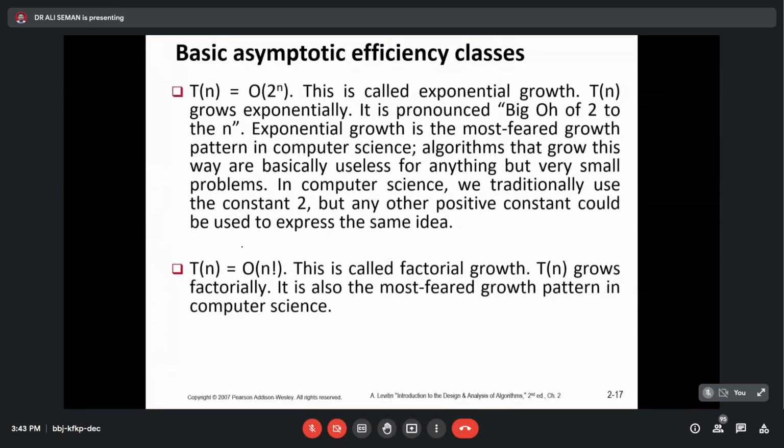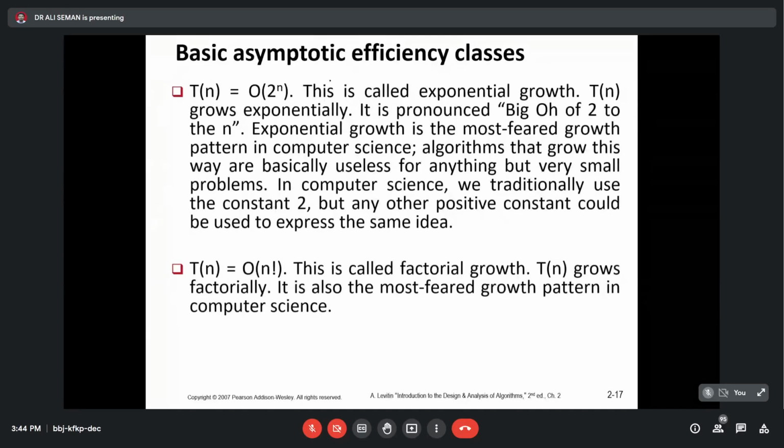This is called exponential growth. T of n grows exponentially. It is pronounced big O of 2 to the n. Exponential growth is the most feared algorithm pattern in computer science. Algorithms that grow this way are basically useless for anything but very small problems. You can use this algorithm for a small problem, but when we increase the input size, it becomes not efficient. I mean, the most feared algorithm. You cannot solve it within a certain normal time.